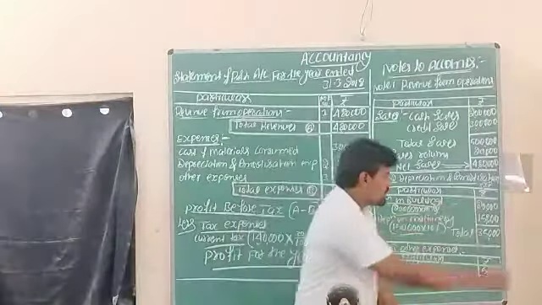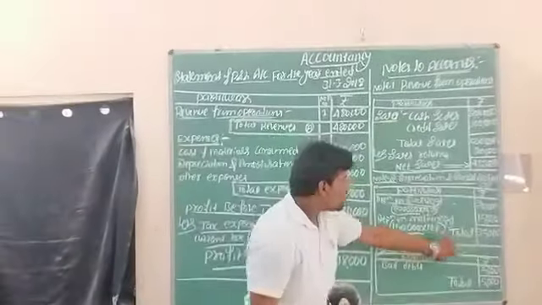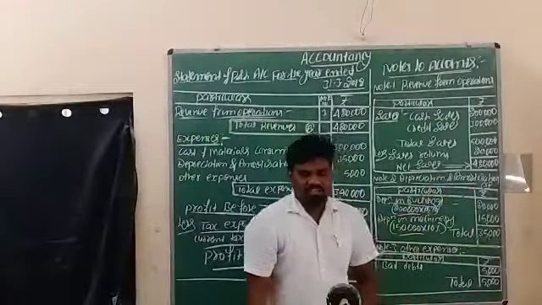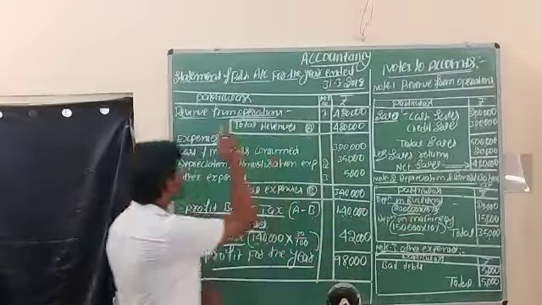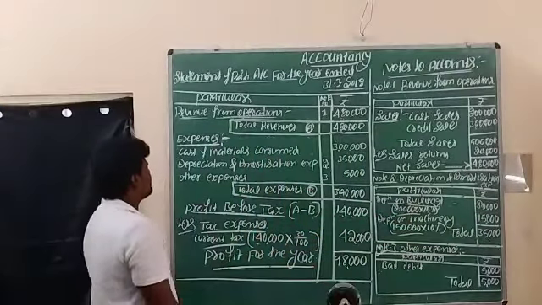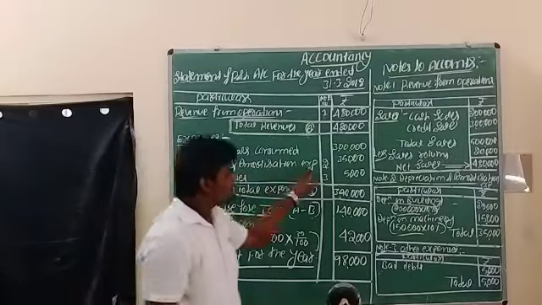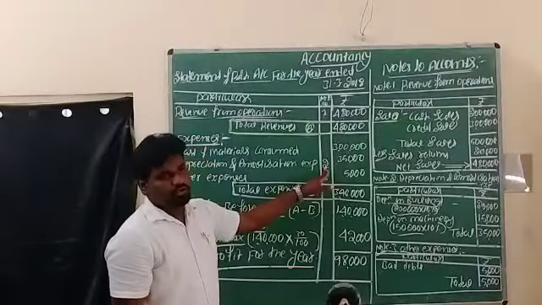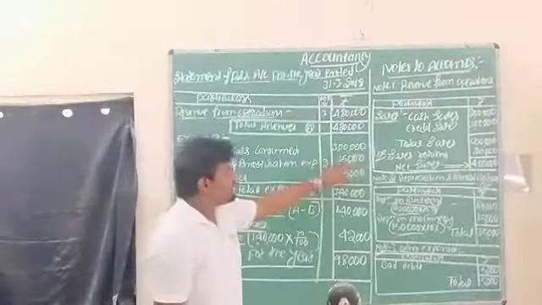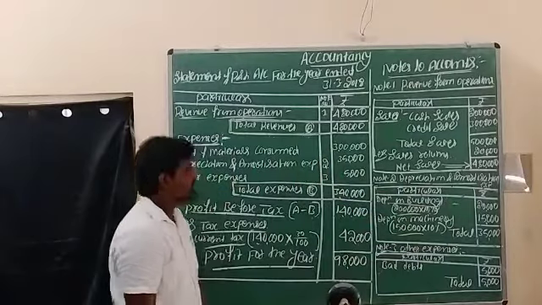Now make it total. 20,000 plus 15,000 is 35,000. This is the total depreciation and amortization expenses. These 35,000 we need to take into the profit and loss account. The next one, depreciation and amortization expenses 35,000. So in this note column, you have to take 2, because the brief explanation of these 35,000 is given in note number 2.